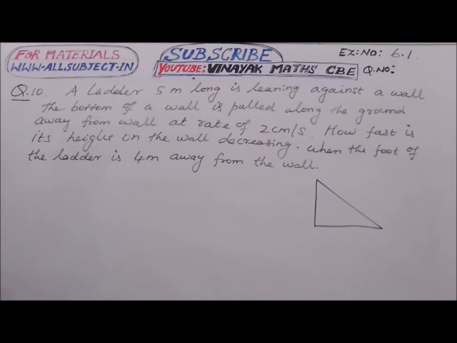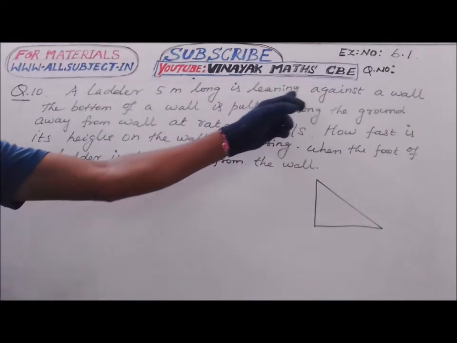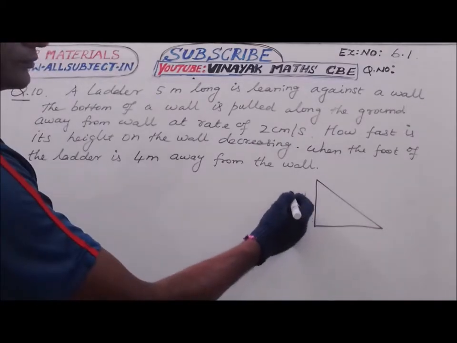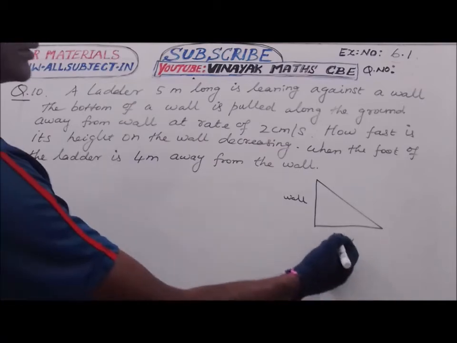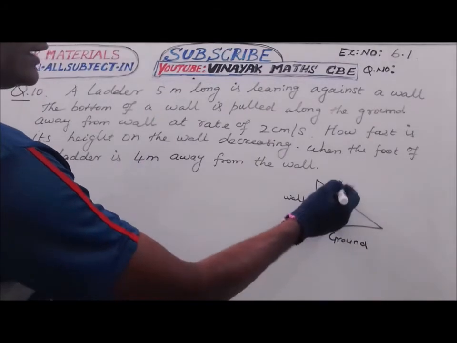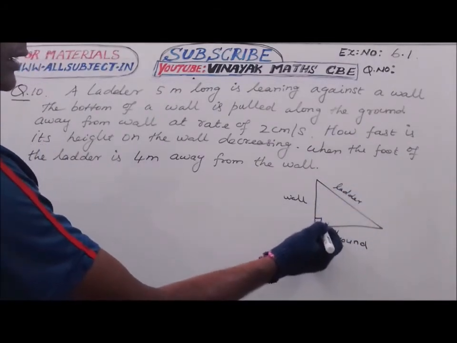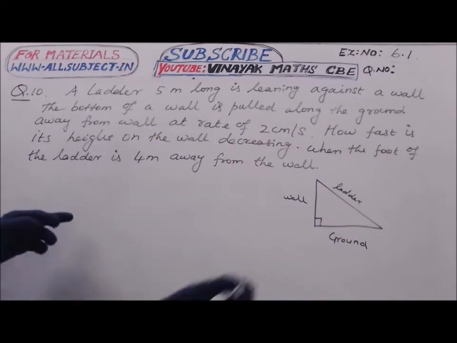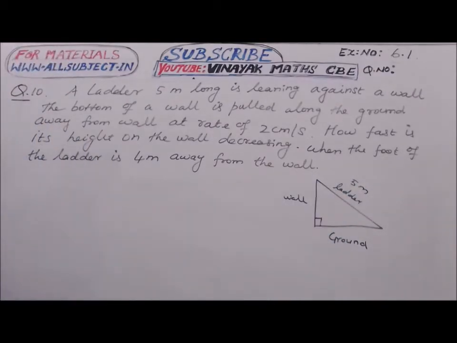Question number 10. A ladder 5 meter long is leaning against a wall. This is the wall and this is the ground. This is the ladder. Always the ground and wall are at 90 degrees. The ladder length is 5 meter. It is a fixed constant length.